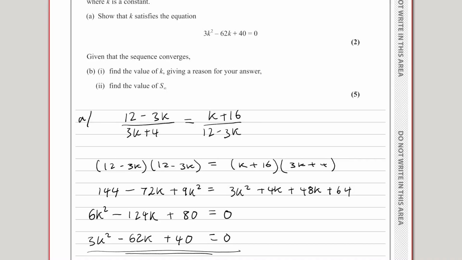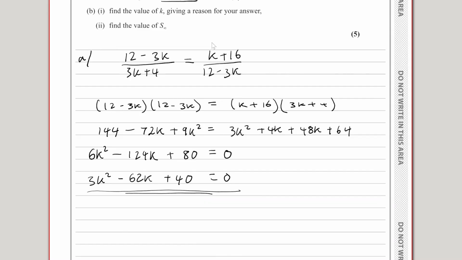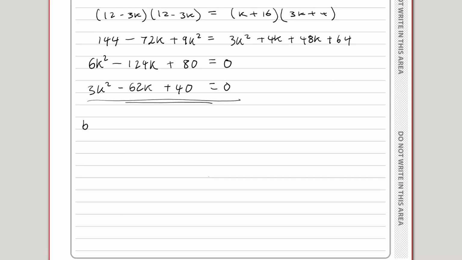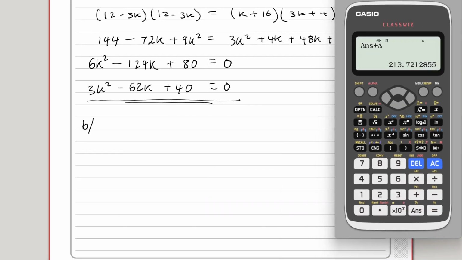Part B, given the sequence converges. So for the sequence to converge, r, the common ratio, has to be between -1 and 1. We need to find the value of k. So we can just use the calculator to solve the quadratic. So it's 3k squared minus 62k plus 40. So we've got 20 or 2/3.